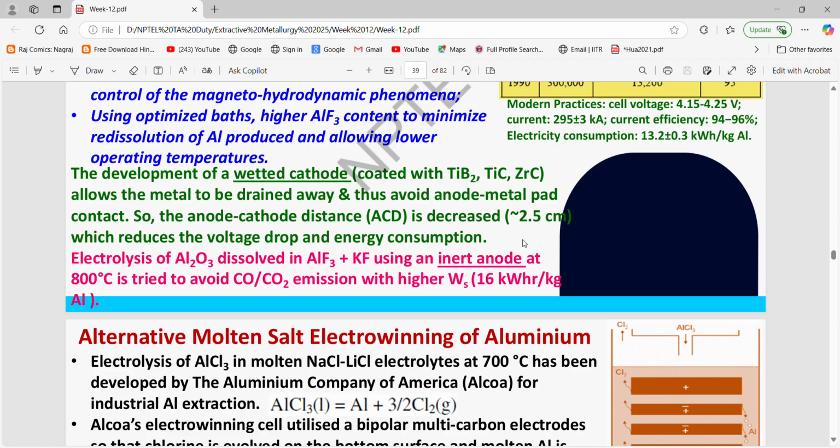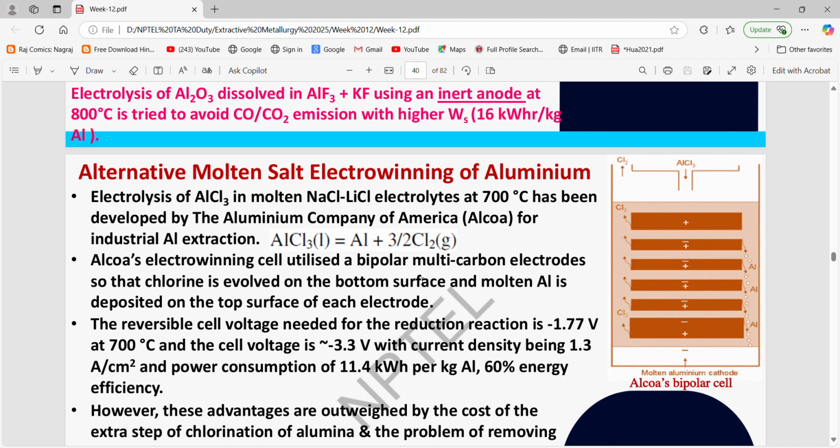Then coming to electrolysis of Al2O3 dissolved in AlF3 plus KF using an inert anode at 800 degrees Celsius, it is tried to avoid CO or CO2 emission, with higher Ws around 16 kilowatt hour per kg of aluminium. Then alternative molten salt electrowinning of aluminium.